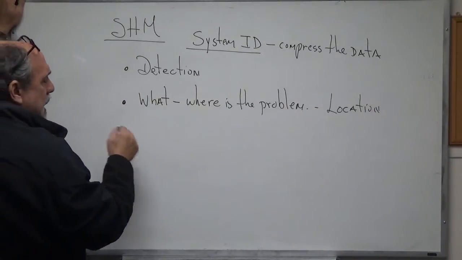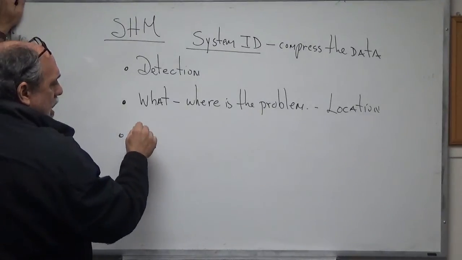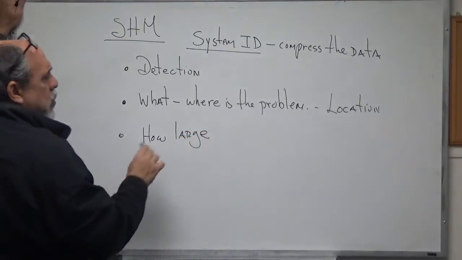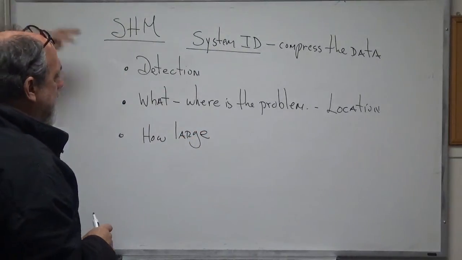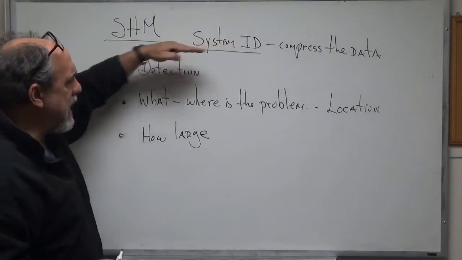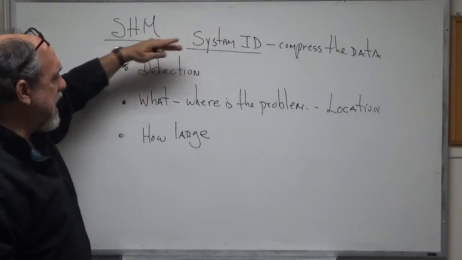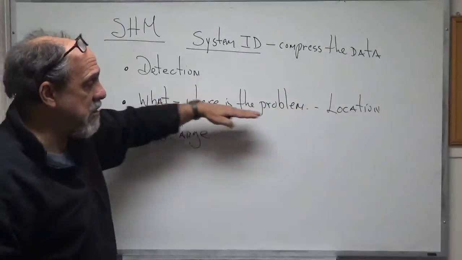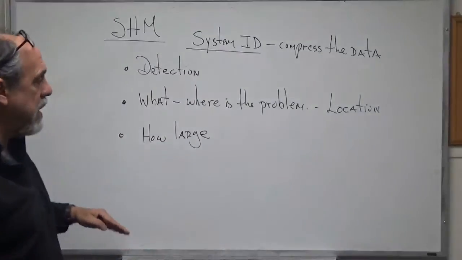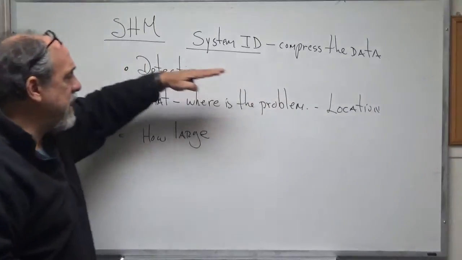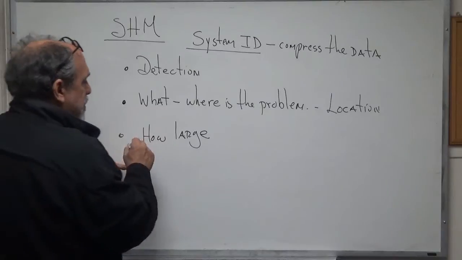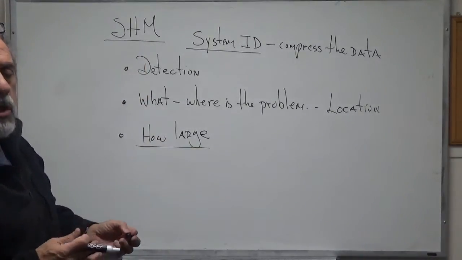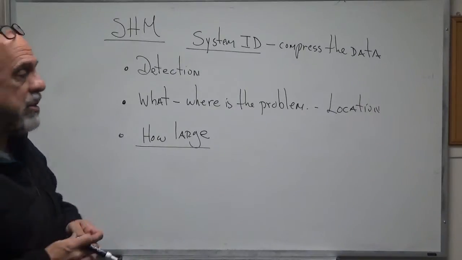And finally, we might be interested in how large. So not only do we have a problem that has been detected, and the identification allowed me to do that, not only does the identification also help me pinpoint where the problem is, or at least the general area of the structure where it is located, but I also might want to use system identification results to say something about how large the problem is. Is it a question of a little bit of reduction of stiffness somewhere, or is it a large case?